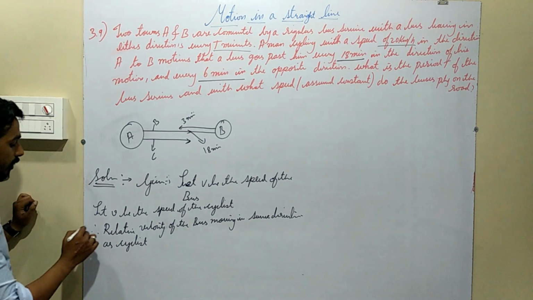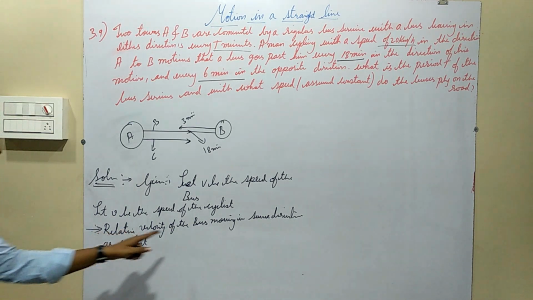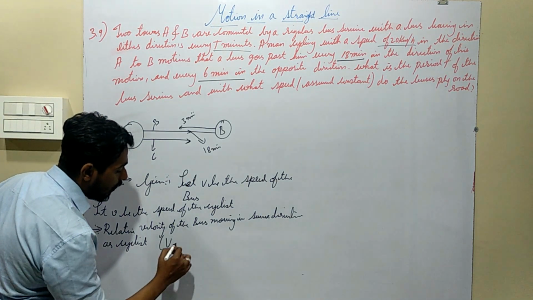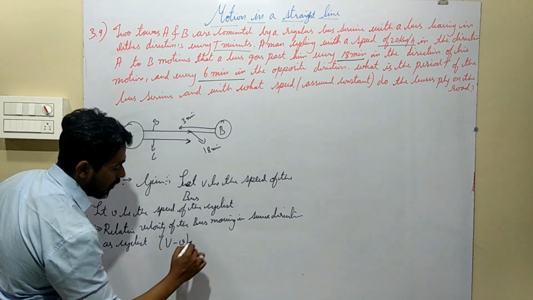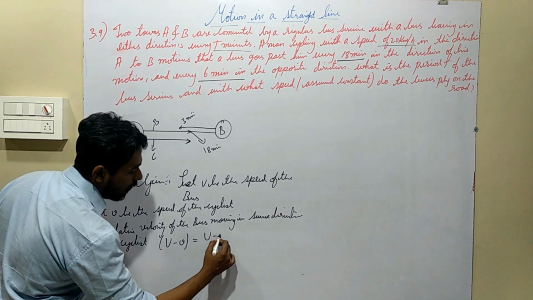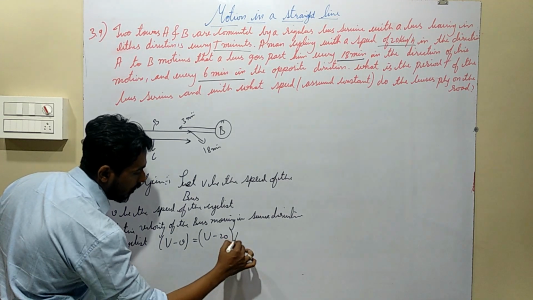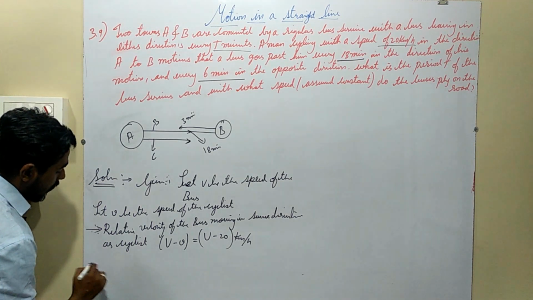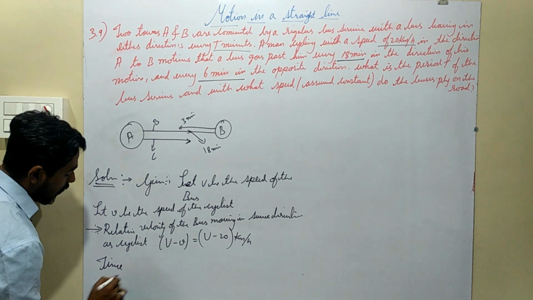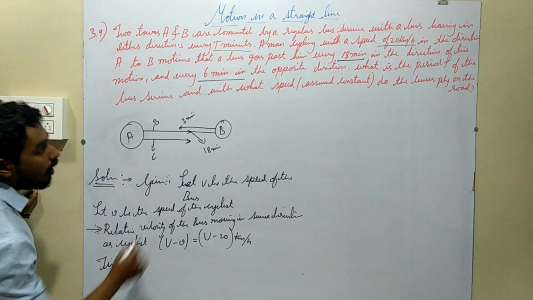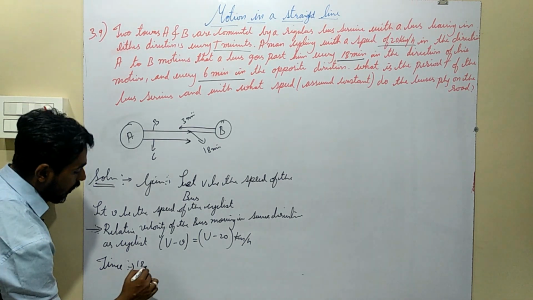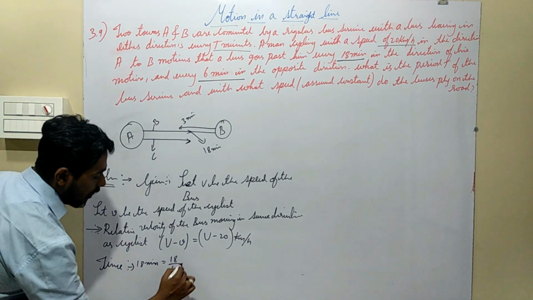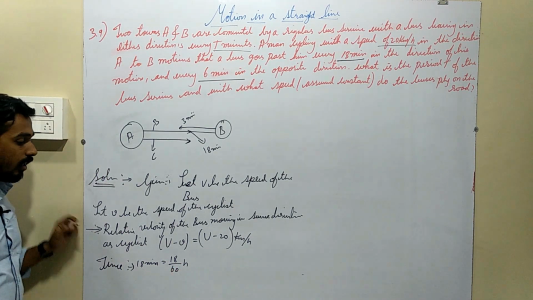Moving in the same direction, this will be the first case. Case 1, relative velocity of the bus moving in the same direction, that is capital V minus small v. Capital V we have to calculate, and small v is given already as 20. This is in kilometer per hour. Okay, and the time for this is how much? 18 minutes. So 18 minutes can be written as 18 by 60 hours.